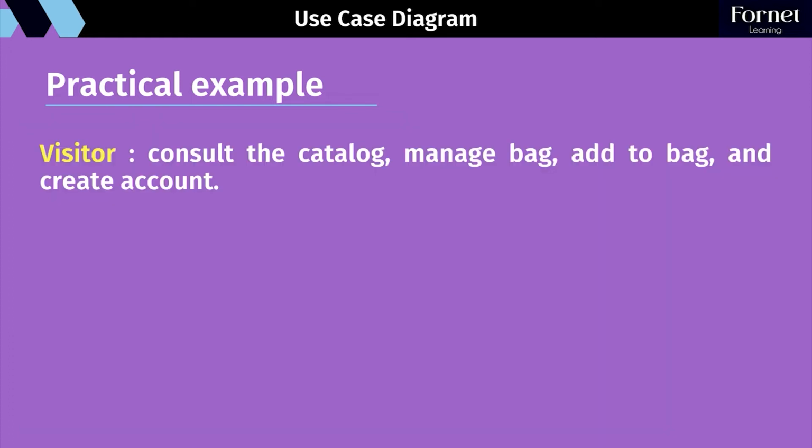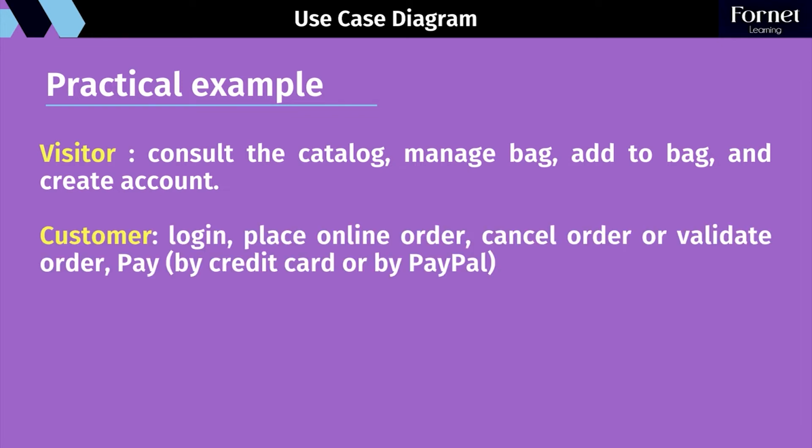Okay, so let's analyze this example. We know that we need here three primary actors. The first actor is the visitor, who can consult the catalog, manage the bag, add to bag, and create account. So it's all the services that a visitor can do in a website. The second actor is the customer. The customer can log in to the website, place an online order, cancel order, or validate and pay, of course, the order by credit card or by PayPal.